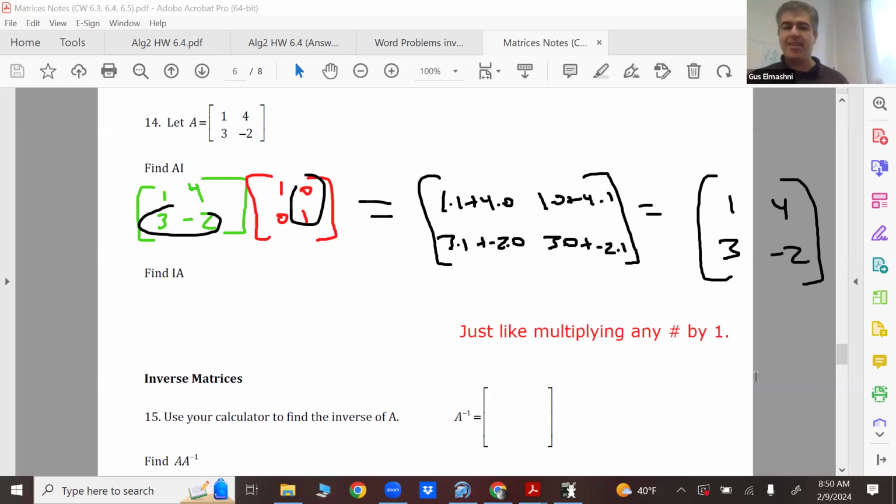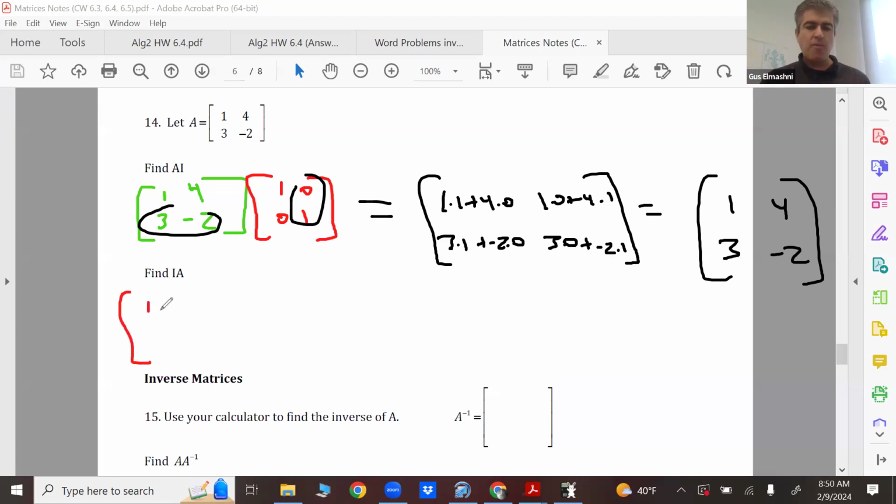You're maintaining its identity. What if I reversed it? Okay, let's reverse it. Same thing. This is one of the rare cases where reversing the order of multiplication doesn't matter. Usually it does matter. Won't here at all.